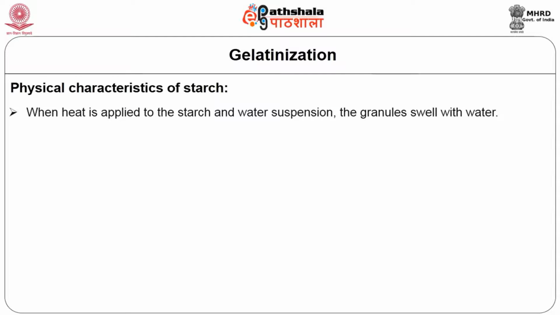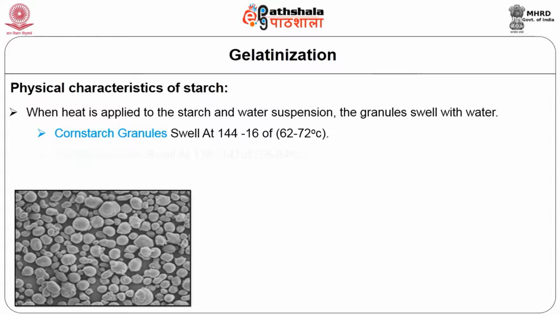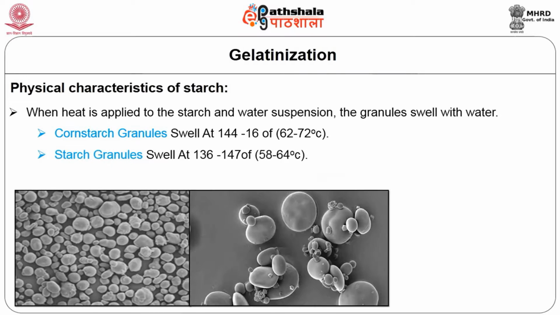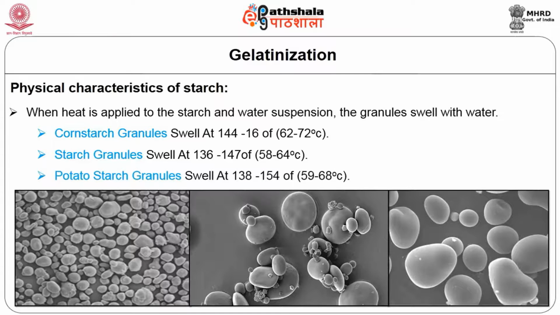When a temperature range characteristic of that particular starch is applied to the starch and water suspension, the granules swell with water. Corn starch granules swell at 144 to 162 degrees Fahrenheit or 62 to 72 degrees centigrade. Wheat starch granules swell at 136 to 147 degrees Fahrenheit, and potato starch granules swell at 138 to 154 degrees Fahrenheit.